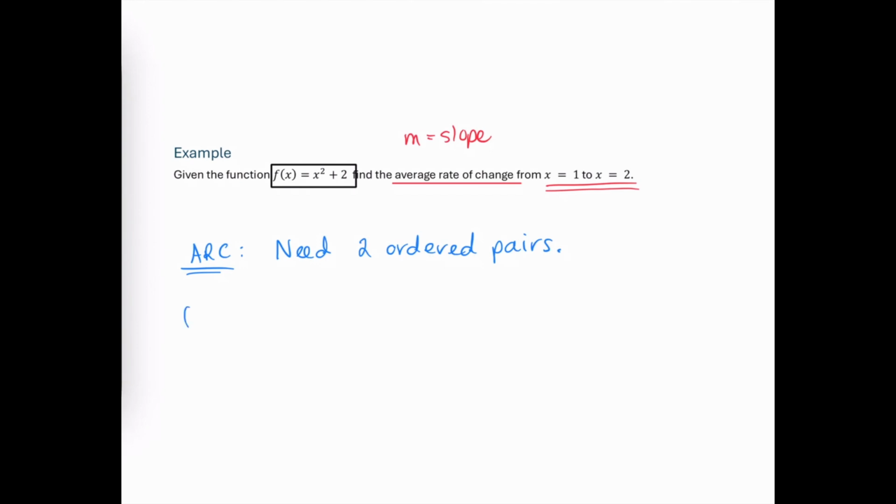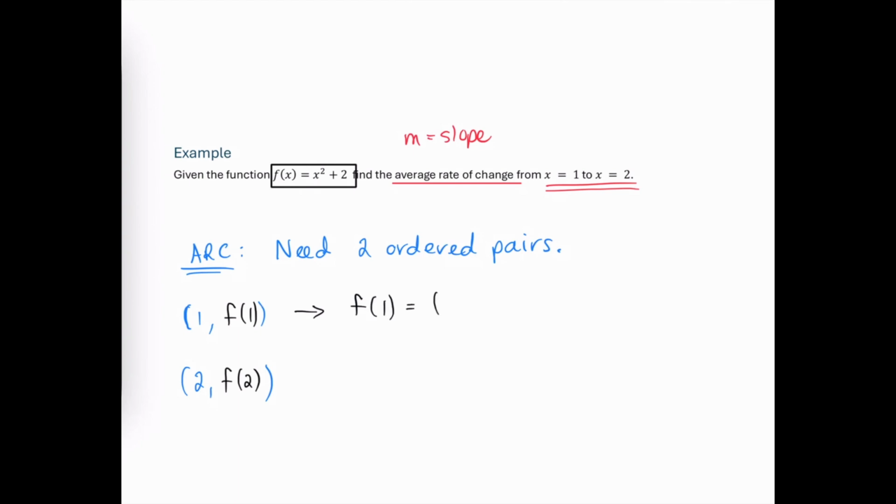What we currently have are two x values, so we know that x is equal to 1 is going to be the x-coordinate of one of the ordered pairs, and x is equal to 2 is the x-coordinate of the other ordered pair. To determine the corresponding y values, what we'll do is we'll take that x-coordinate 1 and plug it into the function to determine its corresponding y value. And similarly, we'll take x is equal to 2 and plug that into the function to determine its corresponding y value. So let's evaluate the function at 1.